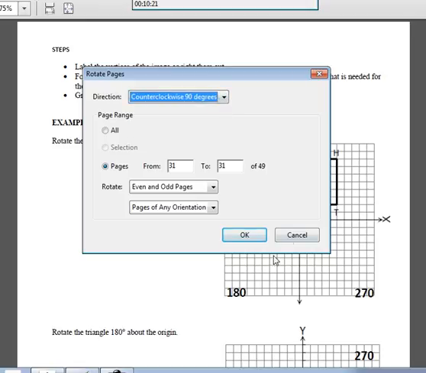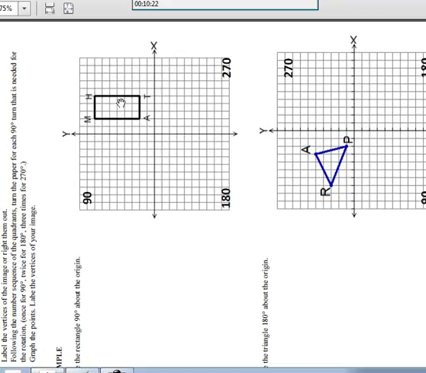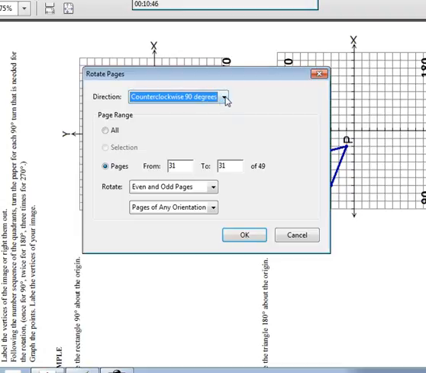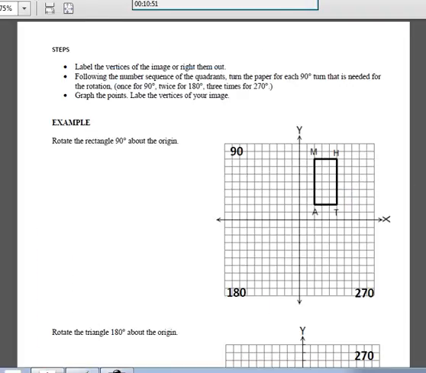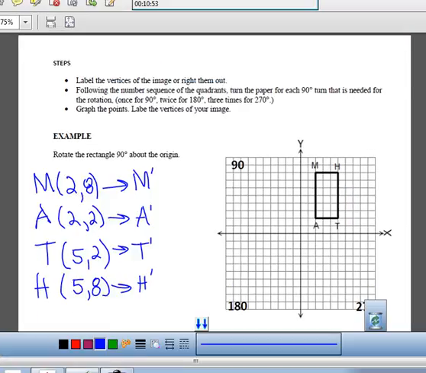We're going to go counterclockwise. And now, you've got to ignore that we now have the X going up and down. And you've got to figure out, where are my points now? Well, M is at negative 8, 2. A is at negative 2, 2. T is at negative 2, 5. And H is at negative 8, 5. Alright, so let me rotate it back. And hopefully you wrote that down. I'm going to write it down. So, M is at negative 8, 2.